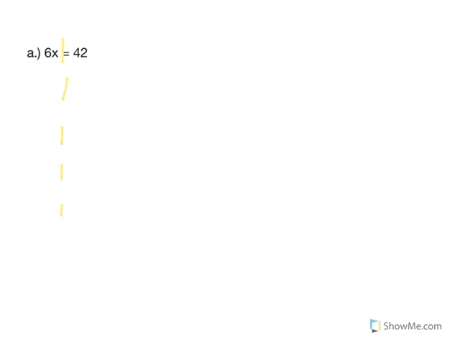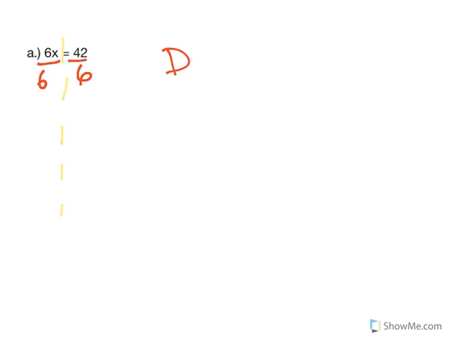Now, our x is the unknown, and that is what we are trying to get by itself. We're trying to isolate the x variable. So at this point in time, we have a 6x. The 6 is touching the variable. If it's touching, that implies multiplication. So to undo multiplication, we do the opposite. The opposite of multiplication is division.